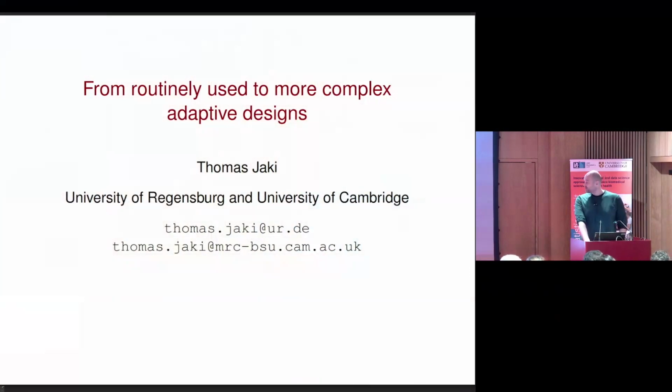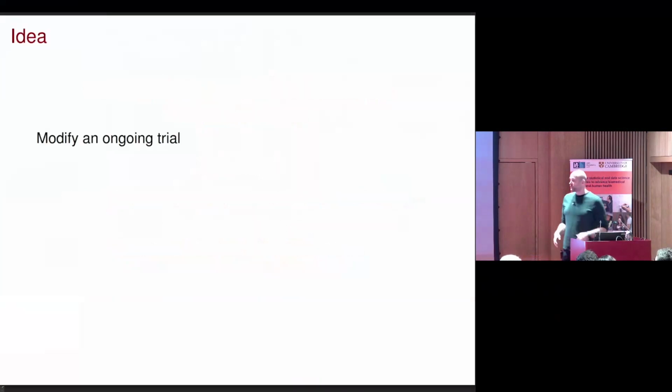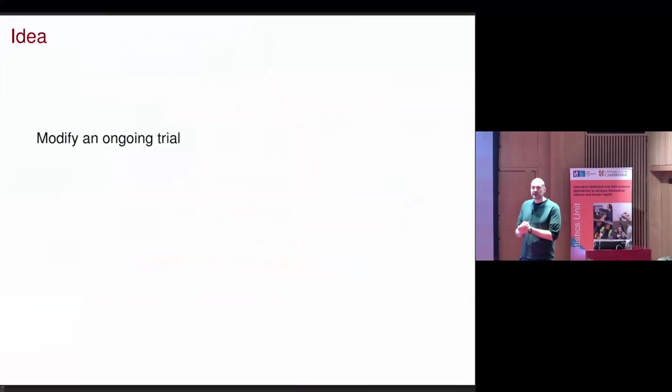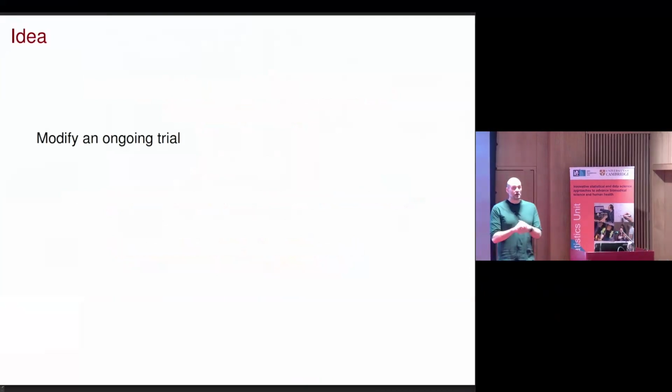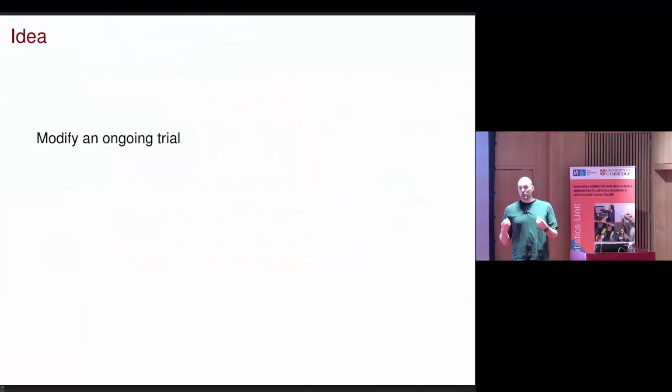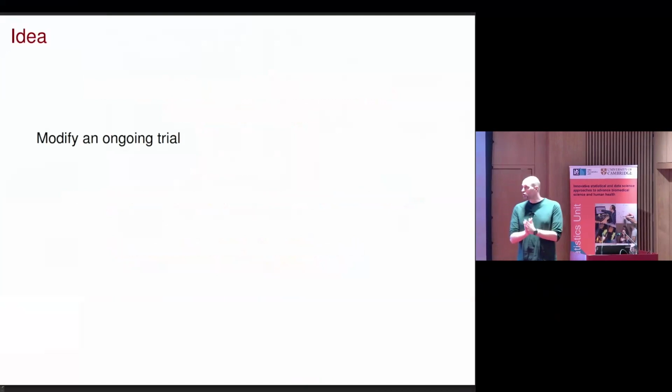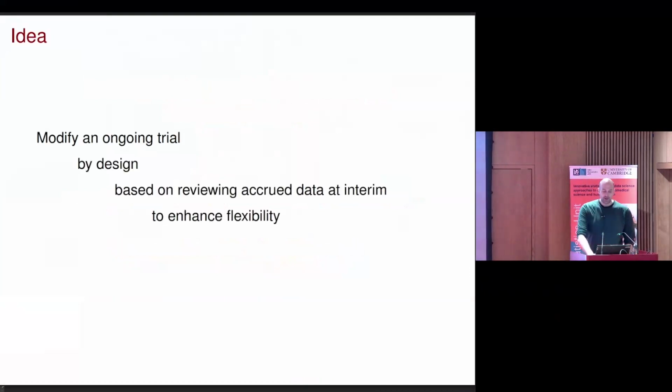What we can and cannot do with adaptive designs and where they might be useful. So first of all, what's the general idea of an adaptive design? The idea is quite simple. We want to modify an ongoing clinical trial, but we don't want to do this at will. We don't want to do this just at the whim, but we want to do this by design.